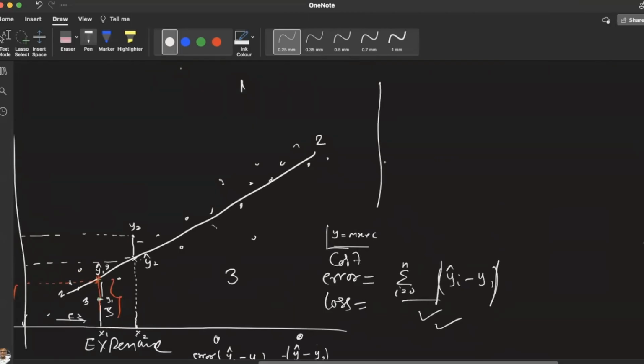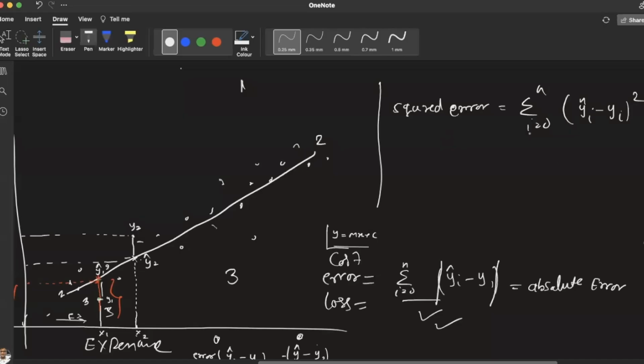The other type of error can be what? It could be a squared error. This is what we call absolute error. This is the formula of absolute error. There is a squared error as well. Squared error is just, we have i equals 0 to n, (y hat i minus y i) whole square, right? Just square everything and then add. Take a difference, square everything and then add, right?